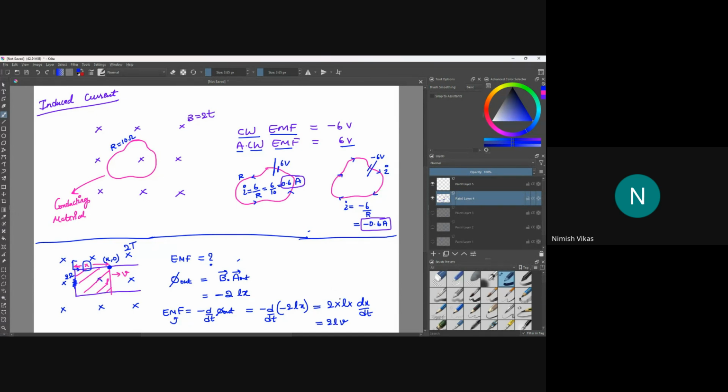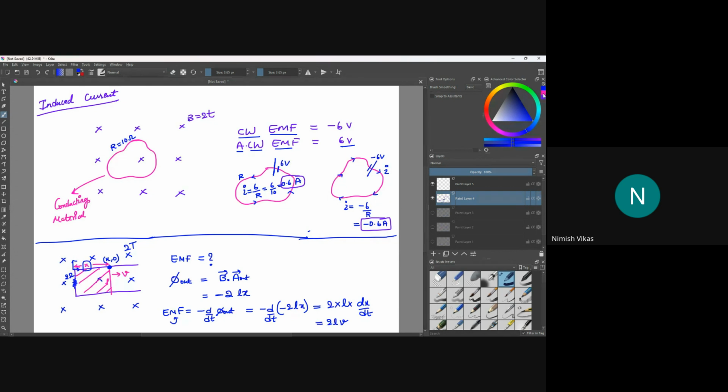Okay, if you remember, you can also do this from motional EMF. We have a formula BLV, right? So it's exactly the same, in fact. You can find that motional EMF BLV, or you can also find that EMF using Faraday's law. That's it. So once we find out EMF, what do we do?